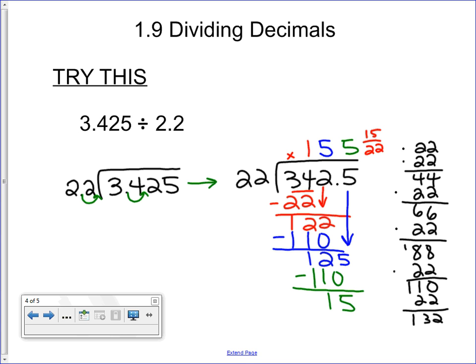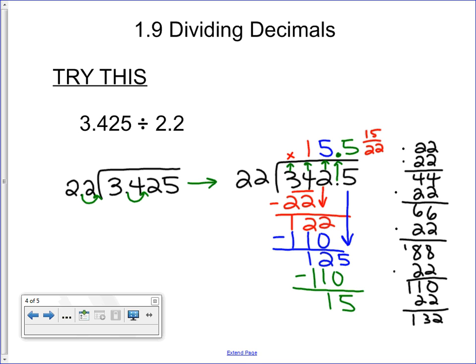I forgot one thing originally. If I have my numbers lined up correctly, I should know where this decimal point goes in my answer. Okay, I forgot to do that right away. We can still figure out where it goes at this point. Above the 3 is an X, above the 4 is a 1, above the 2 is a 5, the decimal point will go right there between the 5 and 5. So our final answer is 15.5 and 15 22nds.